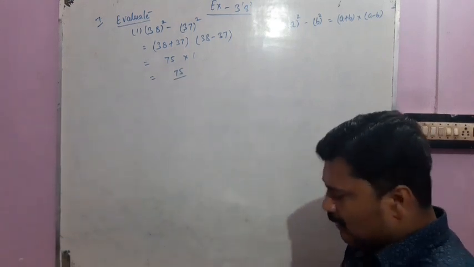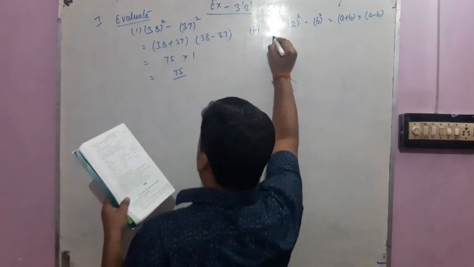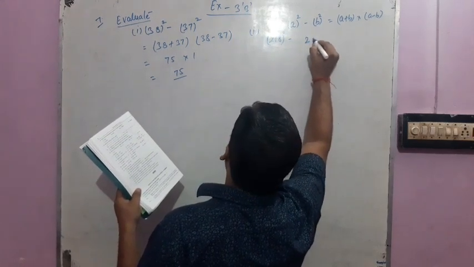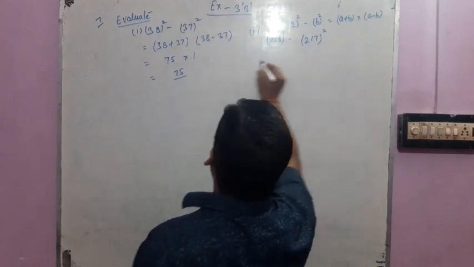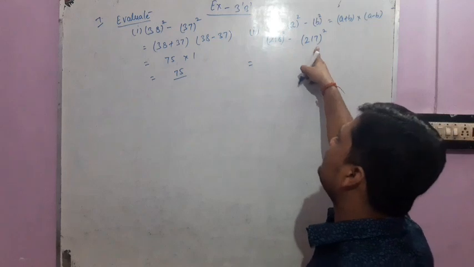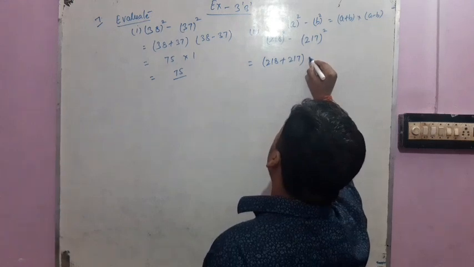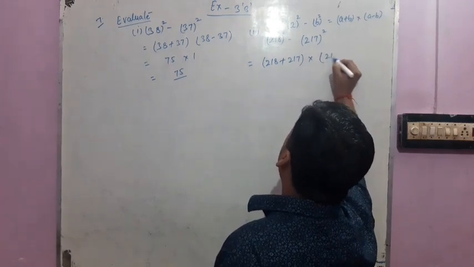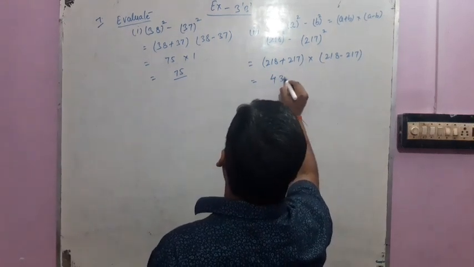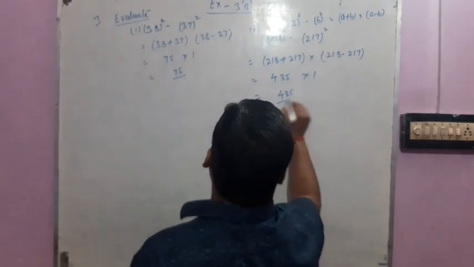It's very simple. Look, one more question here, student. The square of 218 minus square of 217. Again what we have to do? We have to take the product of sum of these numbers and difference of these numbers. So the sum of these numbers is 218 plus 217, and the difference of these numbers is 218 minus 217. So their sum will be 435 and their difference will be 1. So their square difference is 435.